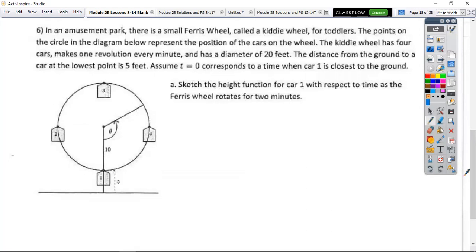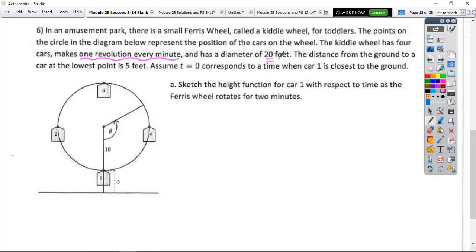We're going to put this whole question on this side. I know it carries on to the back of the next page, but we can fit everything right here. So don't worry about parts B and C on the back. So it says, in an amusement park, you have a small Ferris wheel called a kiddie wheel. The points on the circle in the diagram represent the positions of the car. The kiddie wheel has 4 cars and makes 1 revolution every minute. That is the period. It has a diameter equal to 20 feet.